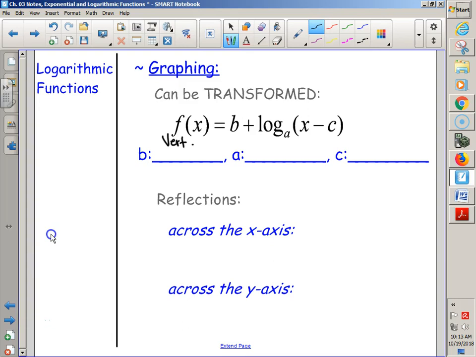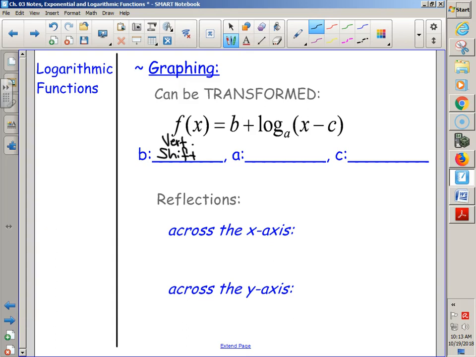Has anybody caught up to the blank I was filling in? If we're adding b, what kind of transformation is that? Adding b, not multiplying by b. Multiplying by b would be a vertical stretch. Yeah, translation. Simple way, short way, shift, but good, translation.